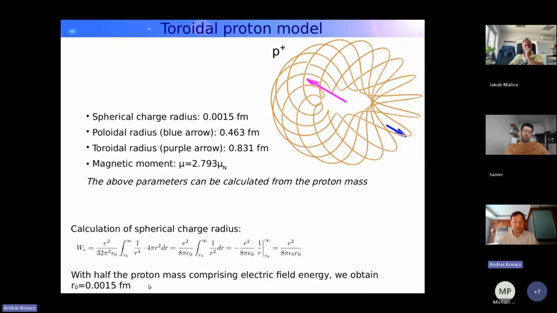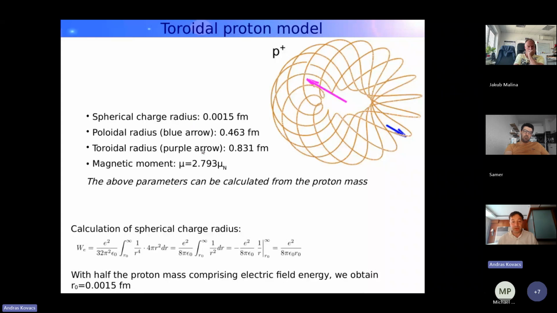So the first calculation, the very simple one, is the proton's spherical charge radius calculation, because we do the same method as before. We assign half of the proton mass to electric field energy, and when you require this electric field energy integral to give you half of the proton mass, then you obtain 0.0015 femtometer spherical charge radius, exactly the value that agrees with experimental data.